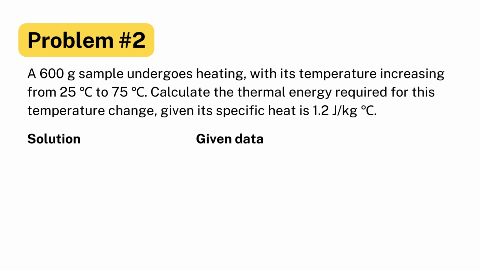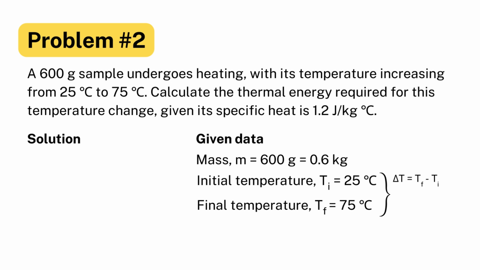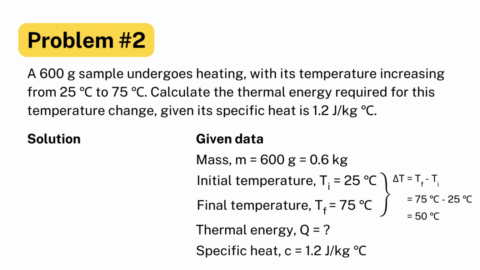A 600-gram sample is given, so M is equal to 600 gram, which equals 0.6 kilograms. The initial temperature, T initial, is 25 degrees Celsius, and the final temperature, T final, is 75 degrees Celsius. Therefore, the temperature difference delta T is equal to T final minus T initial, which is equal to 50 degrees Celsius. We need to determine the thermal energy, so Q is equal to question mark. Also, the specific heat is given as C equals 1.2 joule per kilogram degrees Celsius.